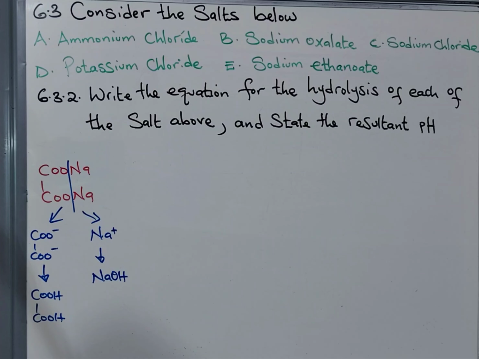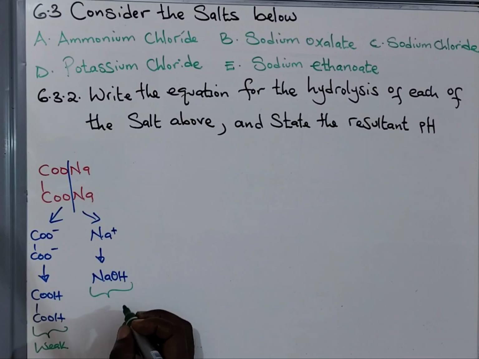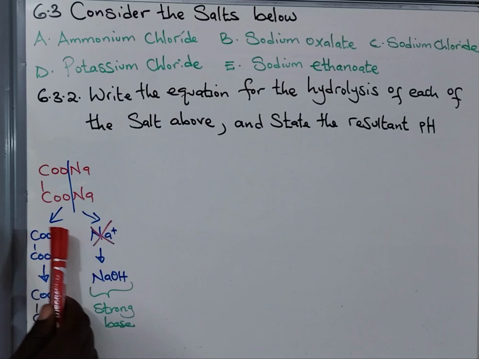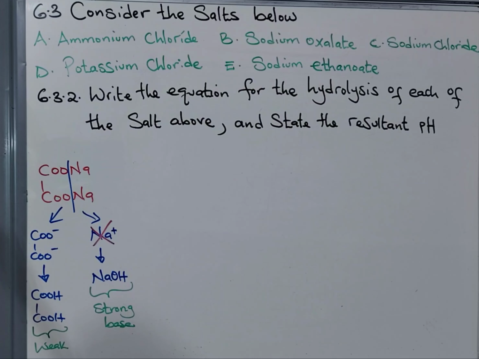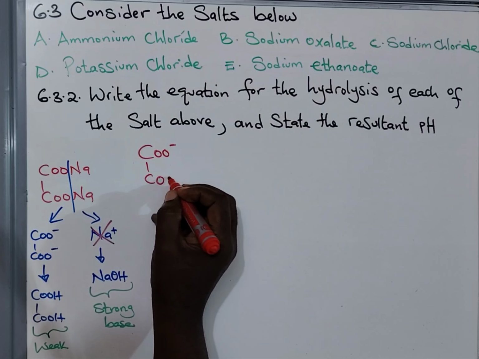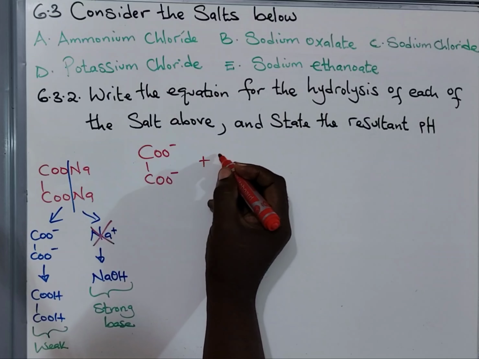Now the question comes, oxalic acid, is it a weak or strong acid? It's a weak acid. And sodium hydroxide, is it a weak or strong base? It's a strong base. So with that, what do we do? You have to take note that ions from a strong acid or strong base are not hydrolyzed. So that gives us the oxalate ion as the only ion to react with the water. So what do we have? We have oxalate ion plus water.